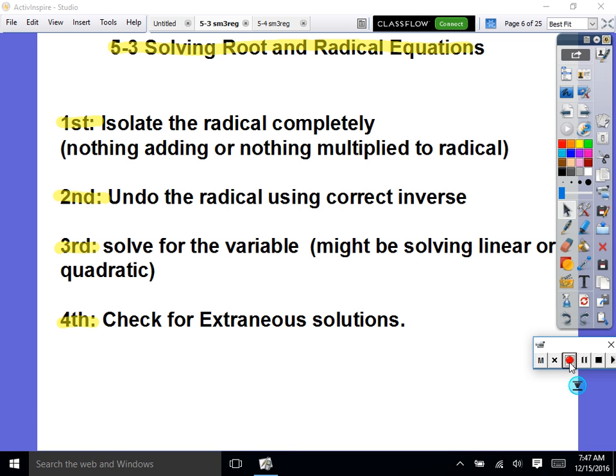And then our fourth step, just like when we were solving rational equations, we have to check for extraneous solutions. Now this won't be like rationals where most of them didn't have extraneous solutions. A lot of these will when we get to the advanced ones, because we're going to be manipulating these so much, it's going to introduce extraneous solutions. So remember, we just check our answers by plugging them back in.